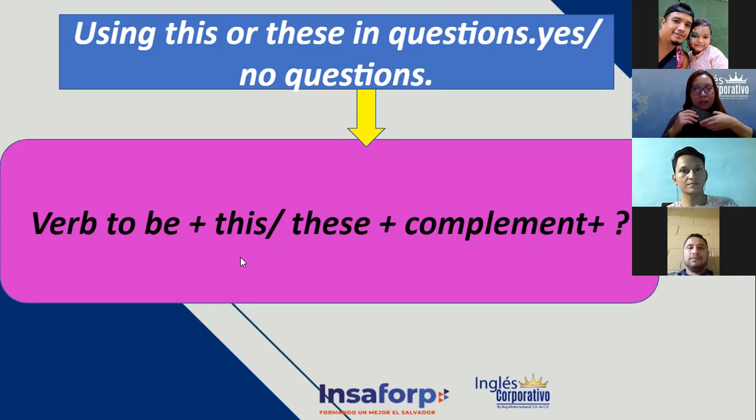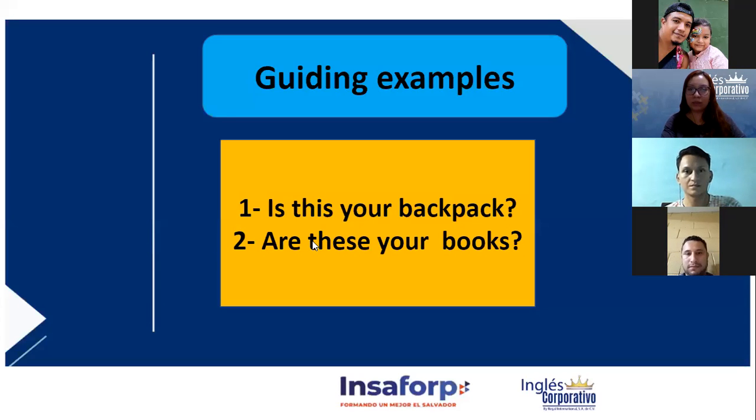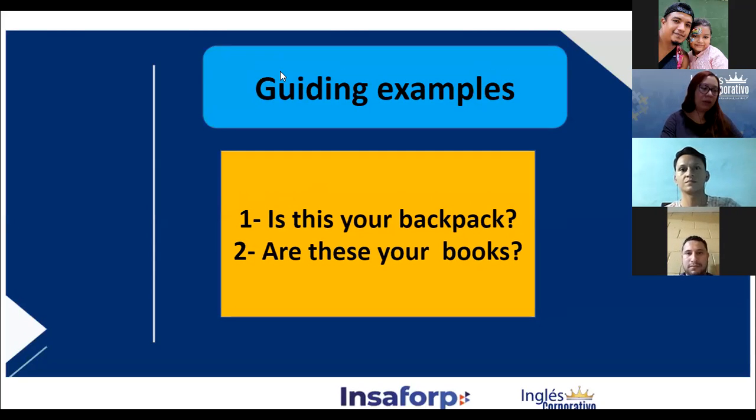Por ejemplo, is this my cell phone? Or is this a cup of coffee? Right? Whatever it is. Pero la idea es que lo combinen el verbo to be con this or this plus complement. Okay? And we have two examples here. ¿Quién lee los dos ejemplos? Veamos. Ronald, veo que tiene la mano arriba. Veamos, leamos esos dos.